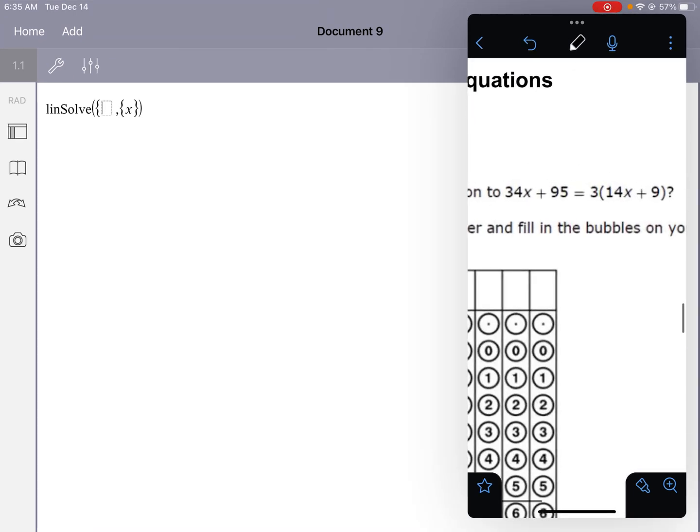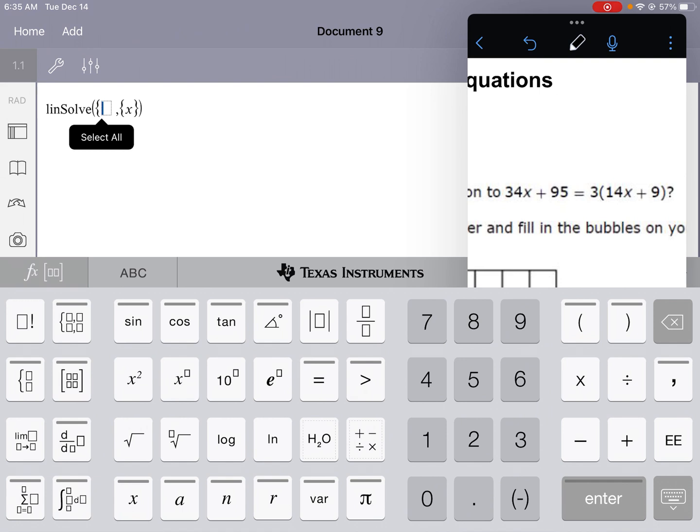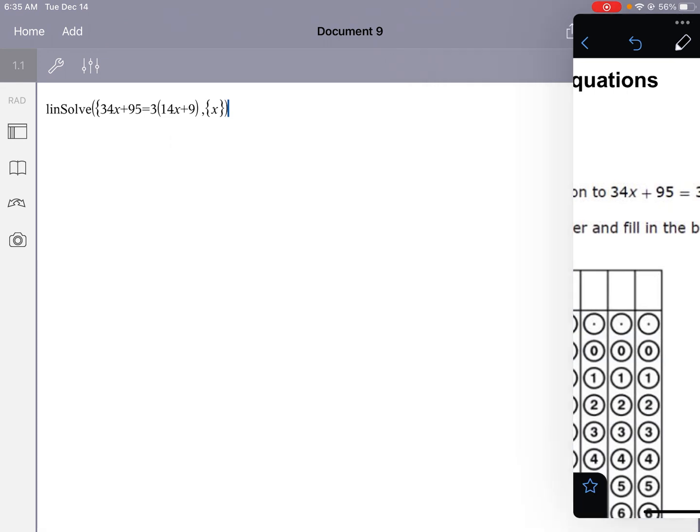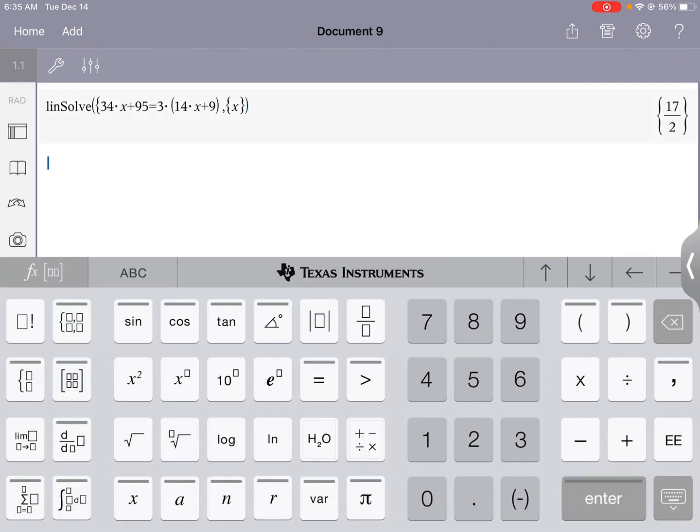And we're going to type that in exactly as it looks. So we have 34x plus 95 equals 3 times 14, x plus 9, close my parentheses, double check, 34x plus 95 equals 3 times 14x plus 9, perfect. Okay, I'm going to send that off to the side, press enter.